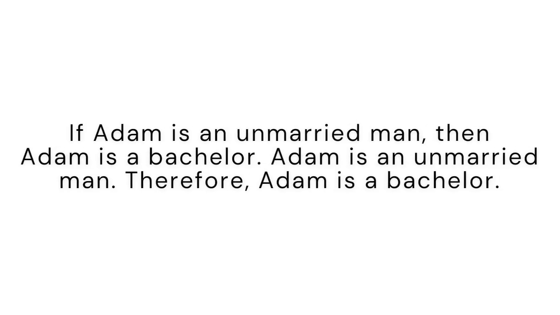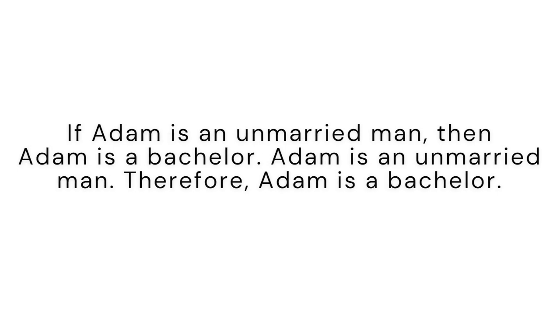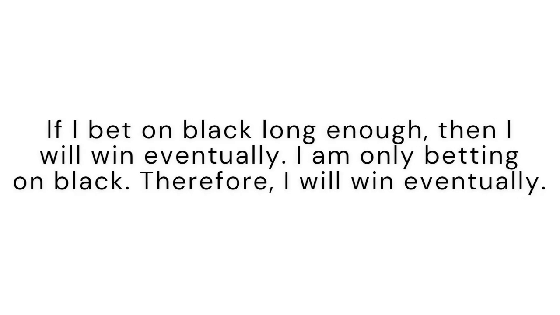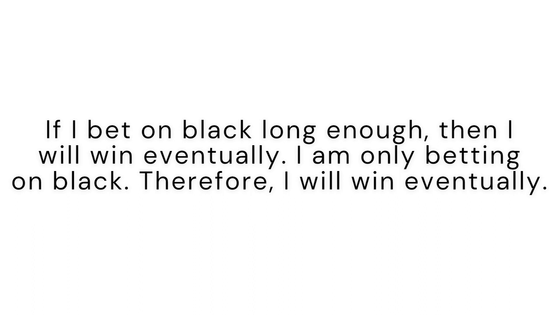For example, consider these arguments. Argument 1. If Adam is an unmarried man, then Adam is a bachelor. Adam is an unmarried man. Therefore, Adam is a bachelor. Argument 2. If I bet on black long enough, then I will win eventually. I am only betting on black. Therefore, I will win eventually.